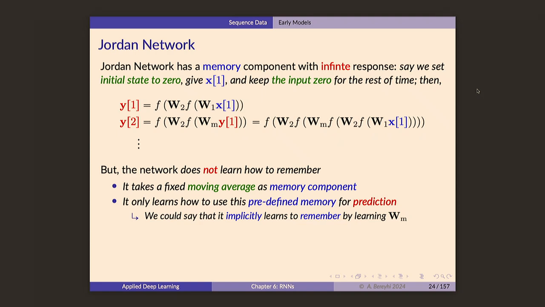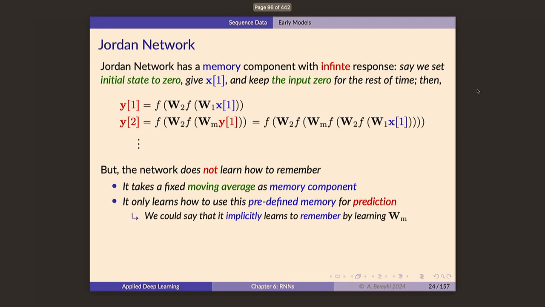And the other thing is that since this state is not defined explicitly, he has no way to just learn how to remember things from before. The only thing that he can do is to just learn this WM, which basically just tells you how you can use your memory, right? He doesn't really learn how to remember. He only learns how to use the memory, which is still fine. It's better than having no memory, but it's not what we want exactly, okay?